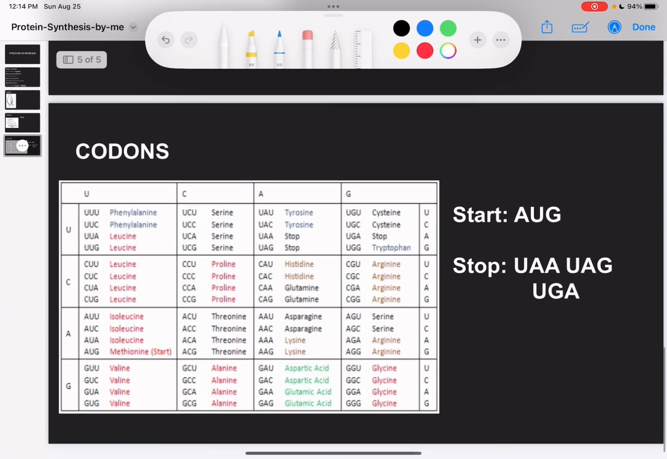Down here, I provided a table for your start and stop codons, and which sequences code for which amino acid. But let's hope that you don't have to memorize all of this, because I sure as hell didn't. But that is essentially what protein synthesis is.